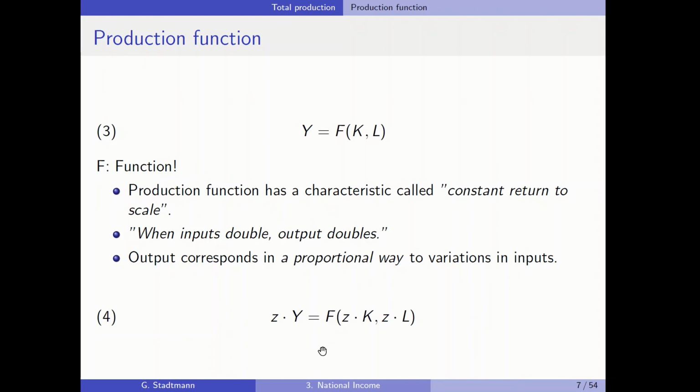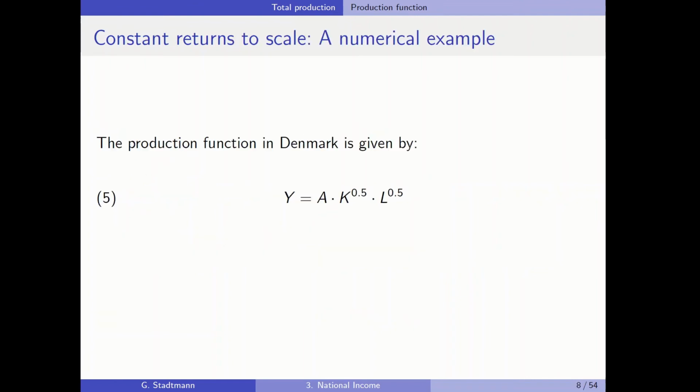This is mentioned in the textbook in the following way. In case that you are increasing K by the factor z and you are increasing L by the factor z, then the output will increase by the factor z. I would like to give one numerical example to really show that this is indeed the case. So we have to specify a production function, and the production function I would like to work with is the following one.